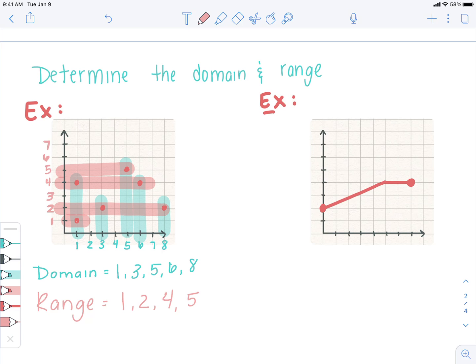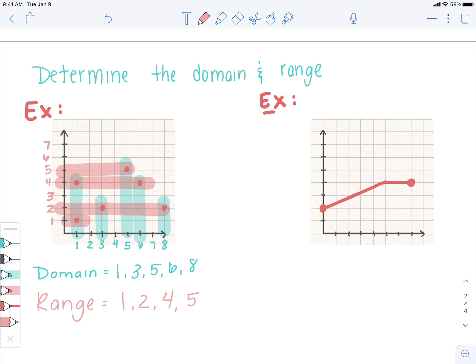Do you want to see another example like that, or do you feel okay with that? You're good? Okay. So now the only difference with the next one is that I don't have separate points. I just have one piece of a graph, or I have a line that they're kind of drawing there, and all of those points are connected.